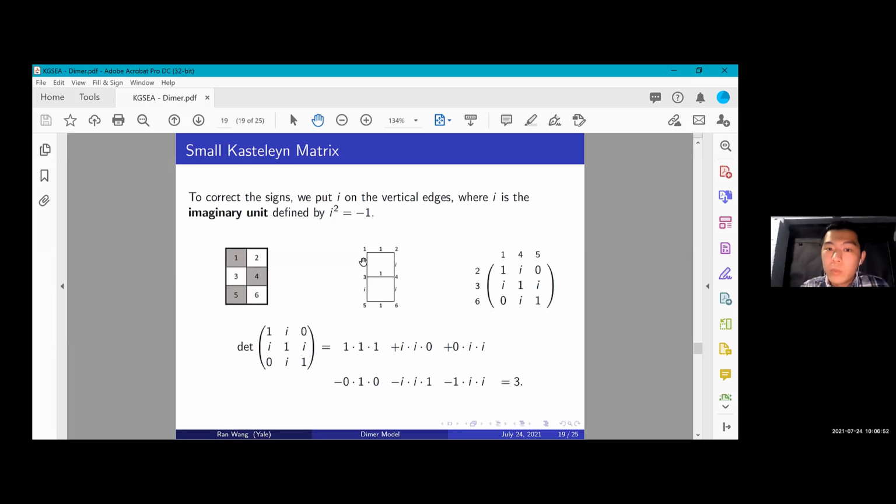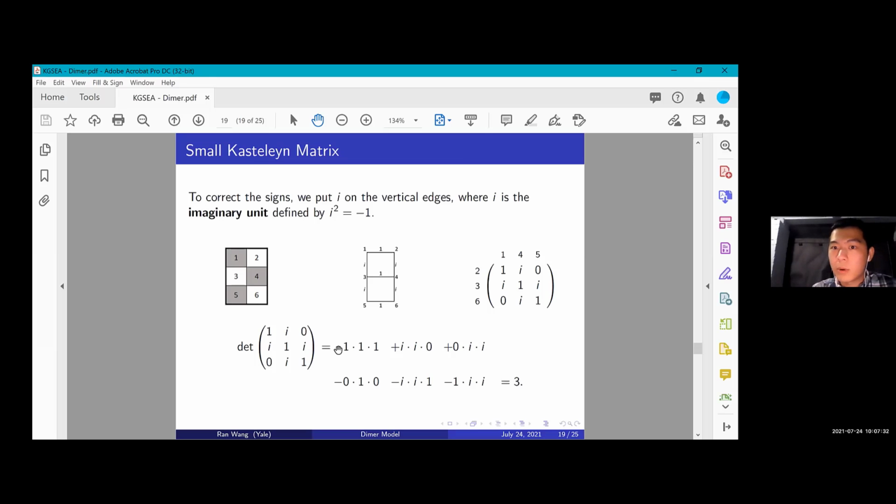Okay, so we put weights on these vertical edges, or vertical dominoes, and then we update our adjacency matrix and we get our Kasteleyn matrix. For example, the entry indexed by 2 and 4 corresponds to this vertical edge, or the vertical domino here. So we put an i on it, and similarly for the other ones. For the horizontal ones, we still put 1 there. So we get this updated Kasteleyn matrix, and then we do the calculation again.